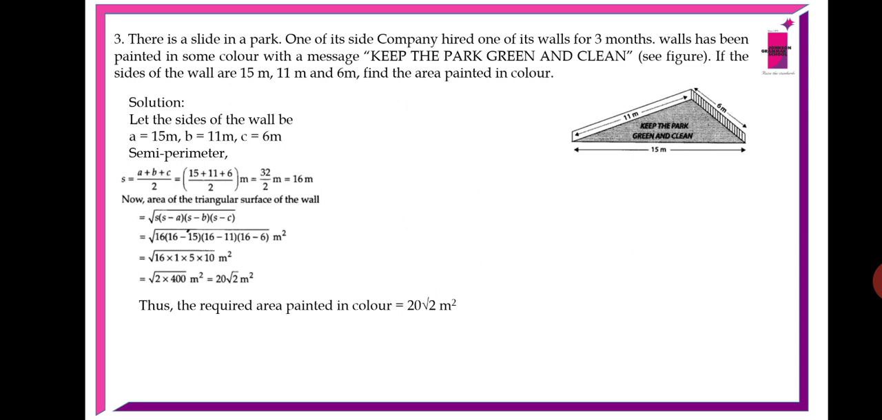So let the sides of the wall be A equal to 15, B equal to 11, C equal to 6. The semi perimeter, if you calculate A plus B plus C by 2, you will get 16 meters. Now the area of the triangular wall is the square root of S into S minus A into S minus B into S minus C, which is 16 into 16 minus 15, 16 minus 11, 16 minus 6 square meters. After simplifying, you will get the square root of 800 square meters, that equals 20 root 2 square meters. Thus the required area painted in color equals 20 root 2 square meters.